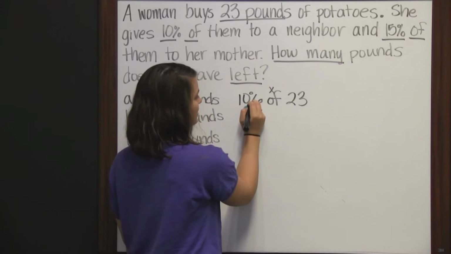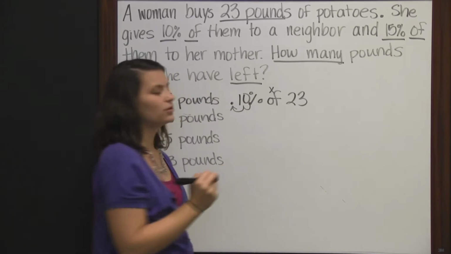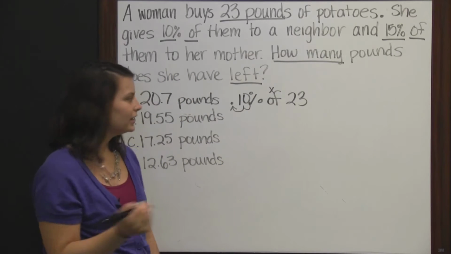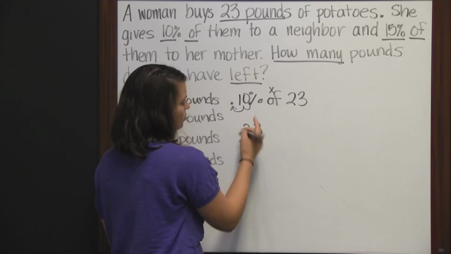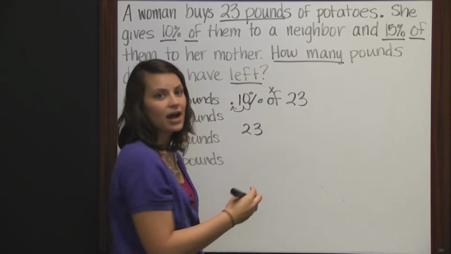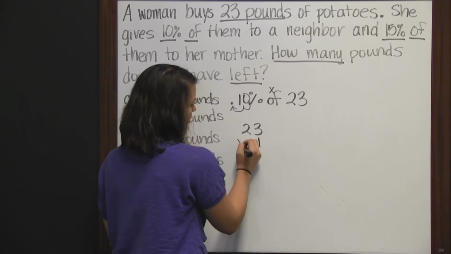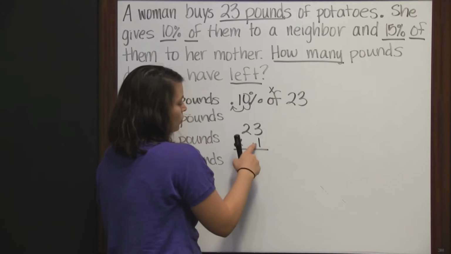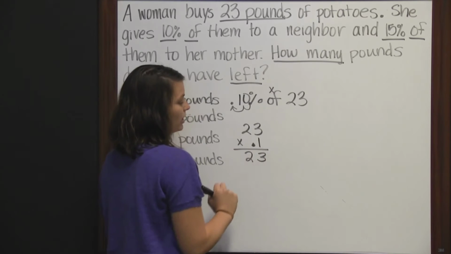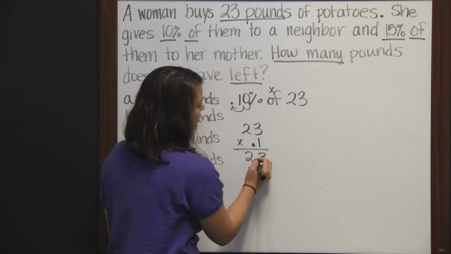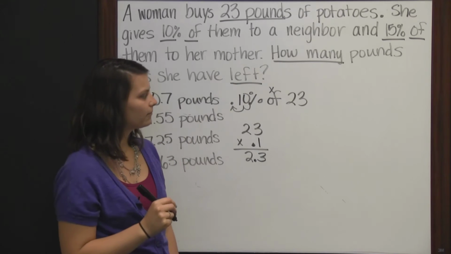But first, we have to take our percent and change it to a decimal. So we move the decimal 2 places over. Now we can multiply 23 times 1/10 or 10 hundredths, and those are the same. So I'm just going to multiply times 1/10. 1 times 3 is 3, and 1 times 2 is 2, with one number behind the decimal. So that's 2 3/10 pounds that was given to the neighbor.